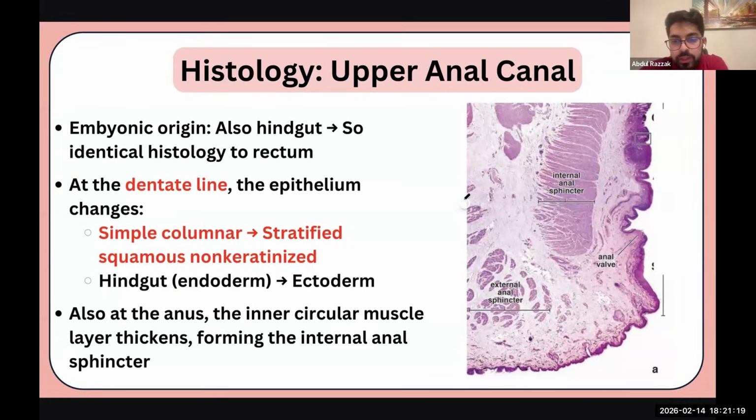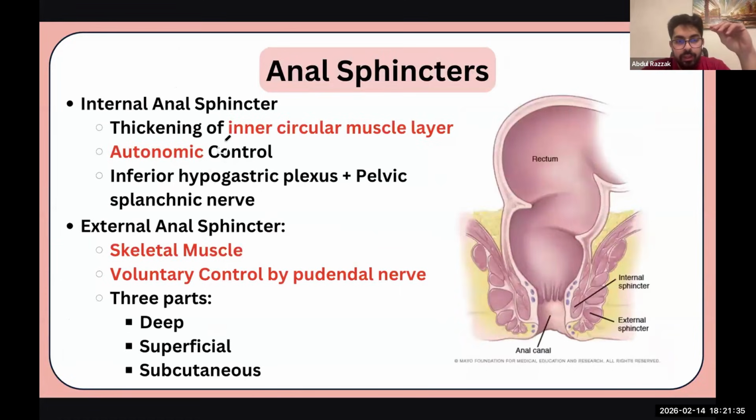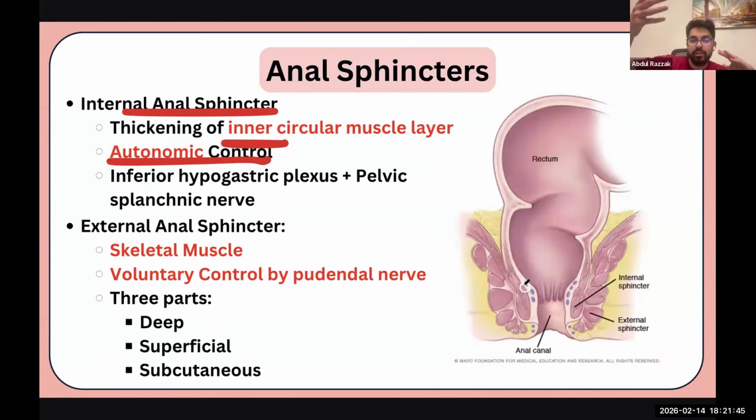So this is an image showing the thickening of the inner circular muscle layer of the anal canal. Now, the inner circular layer is going to be thickening, forming the internal anal sphincter. The internal anal sphincter is basically autonomically controlled, which makes sense because we said that this is part of the GI tract. It's similar to the GI tract still. So you can't really control your GI tract.